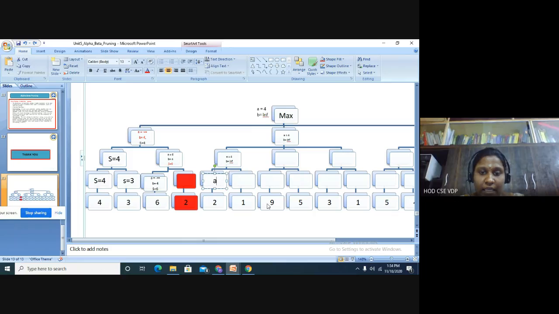So I use A is equal to 4 and B is equal to infinity. Now what should I do? I have to change this value. So this max min, what should I change? This value of 2 will be assigned to beta. Okay. And the value of S is also equal to 2.